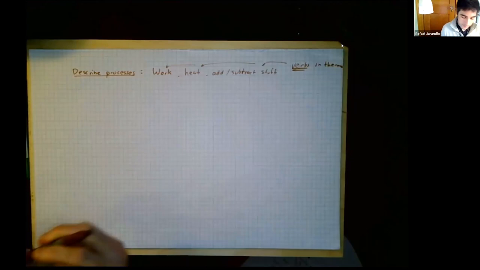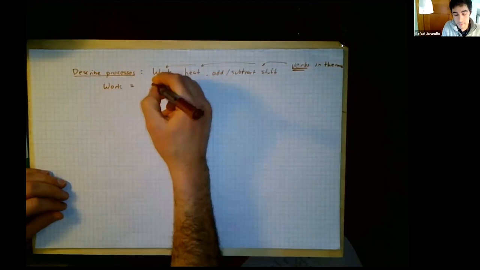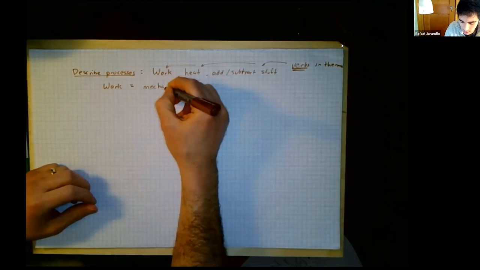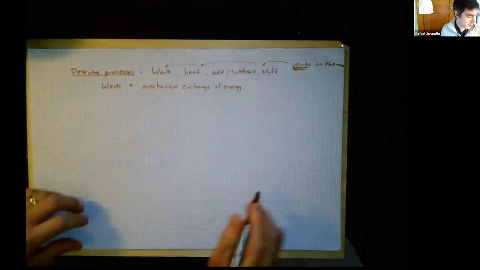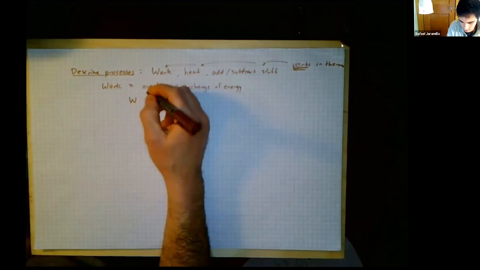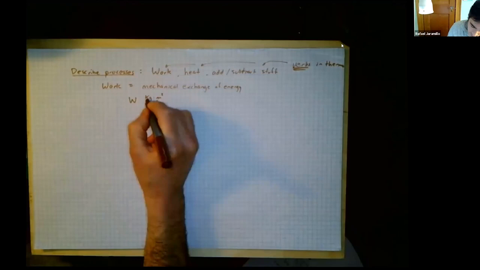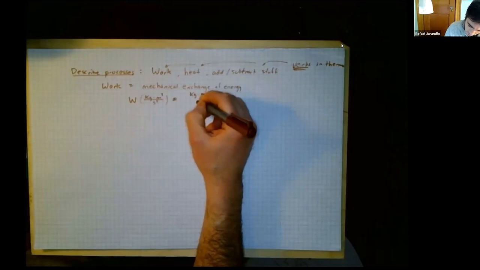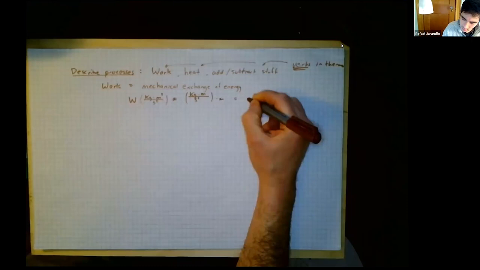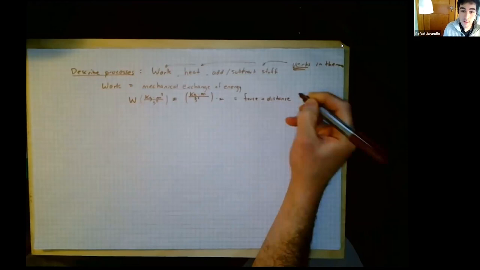Okay, work. What is work? It's a mechanical exchange of energy. So we use W, and what's that? Kilogram meters squared per second squared. That's the units of energy, right? Just a little bit of dimensional analysis. You guys separate that out. It's kilogram meter per second squared per meter, right? Equals force times distance. Right, that's force and that's distance. That's fine.